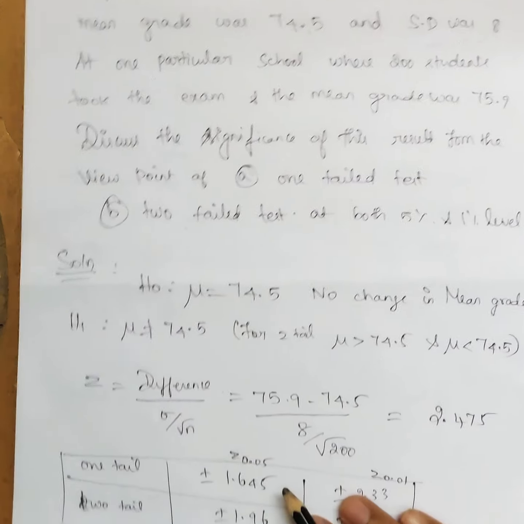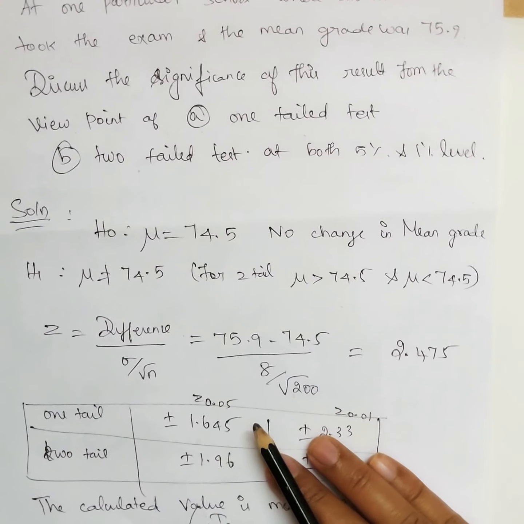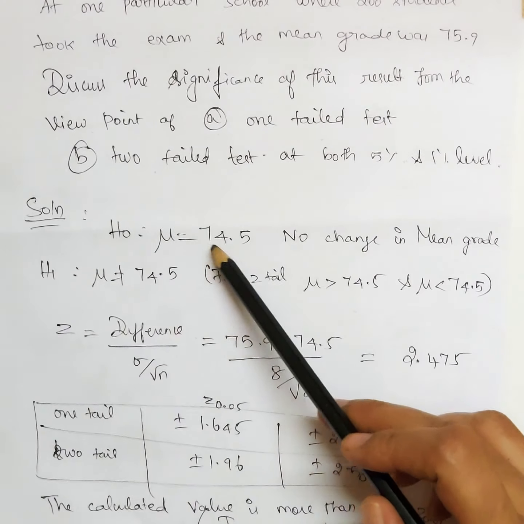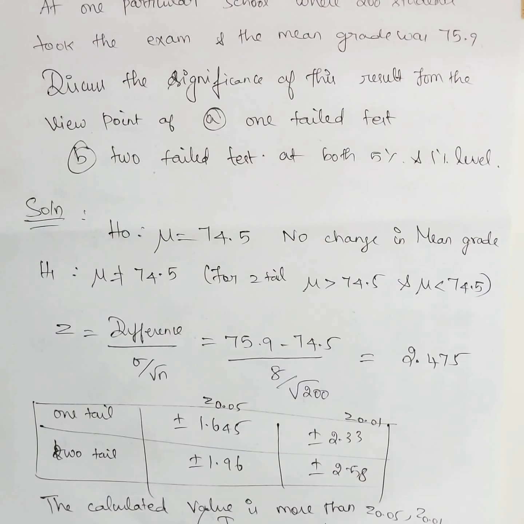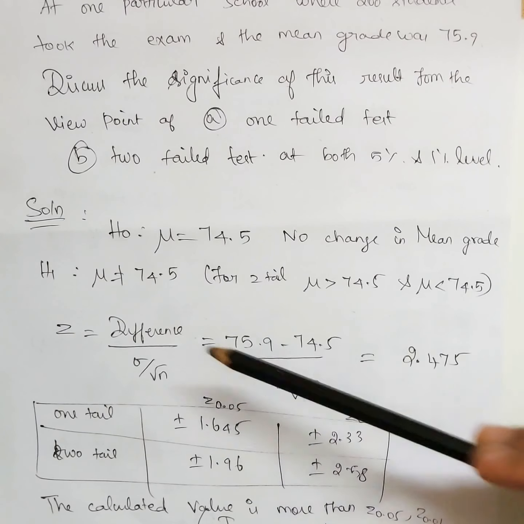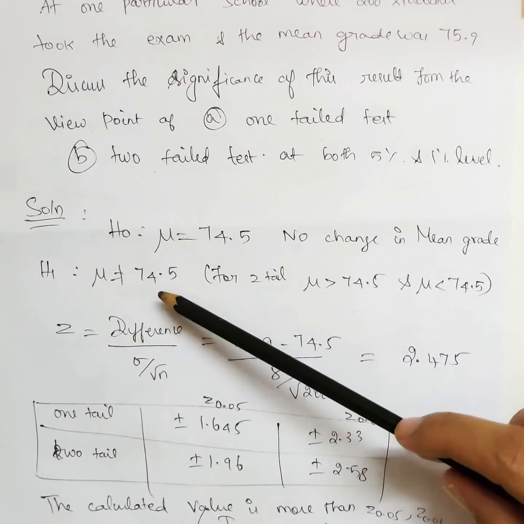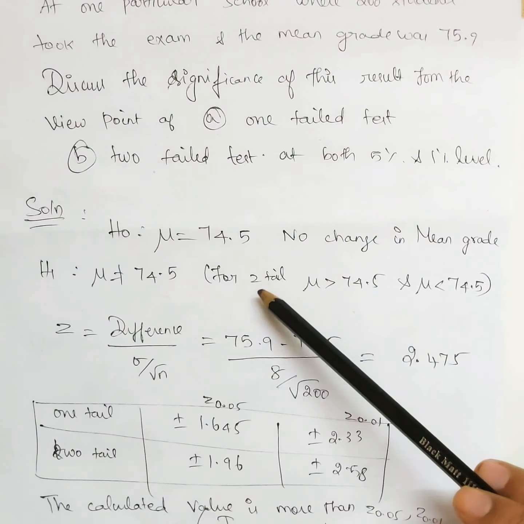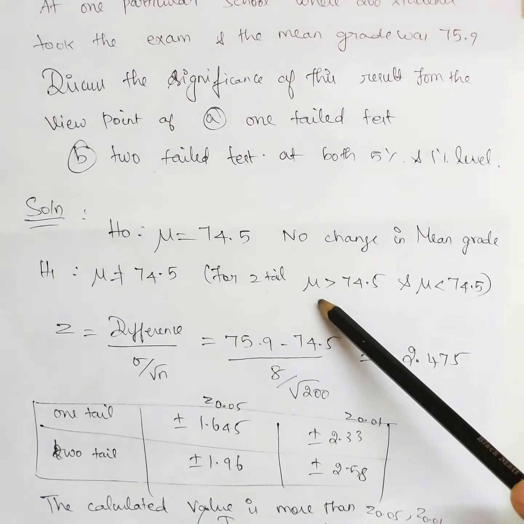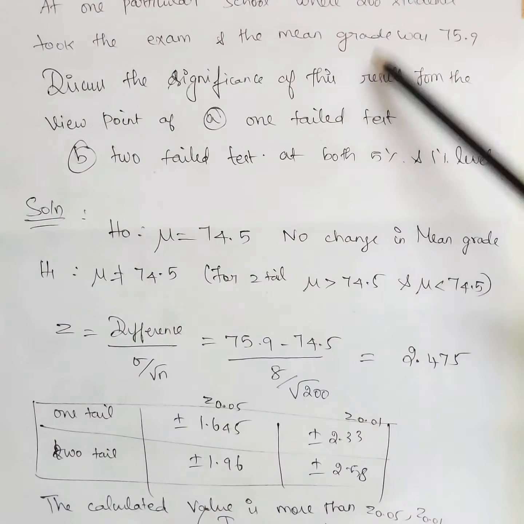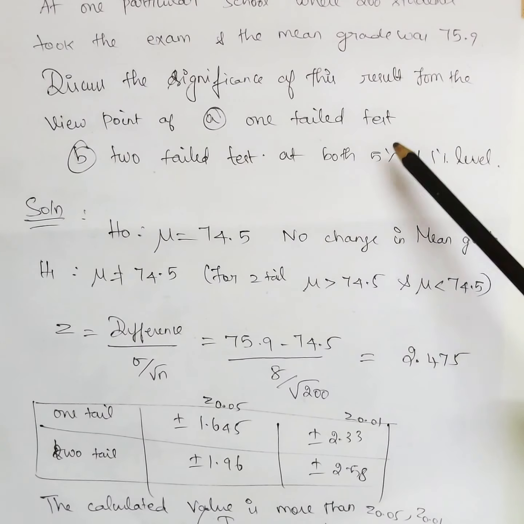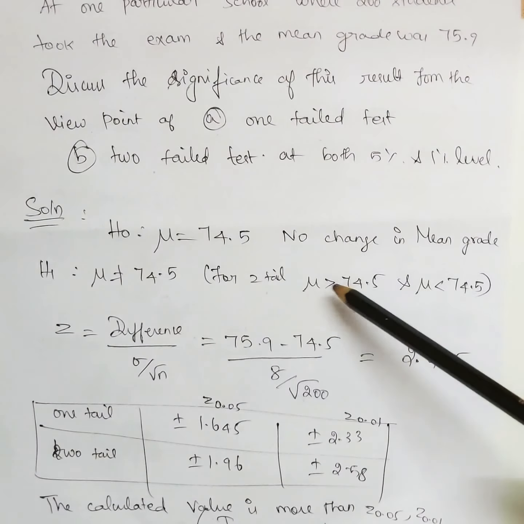So coming to the solution, what is the null hypothesis? Null hypothesis, I am saying that the mean mu is 74.5. There is no change in the mean grade, that is what I am saying. What is the alternate hypothesis? It is not equal to 74.5. If I take a two tail test, it can be less than 74.5 or greater than 74.5. If they didn't mention anything, I will take only two tail test in this question. So since they have asked one tail as well as two tail, we'll do for both.